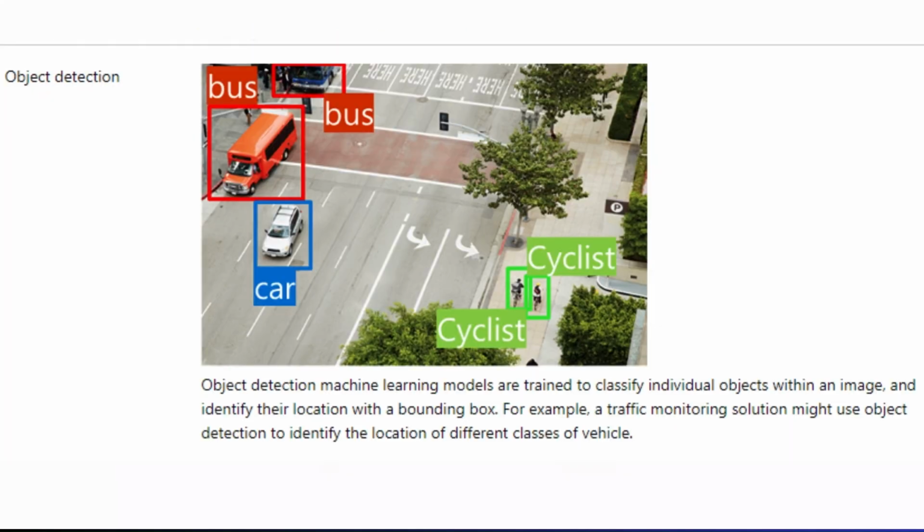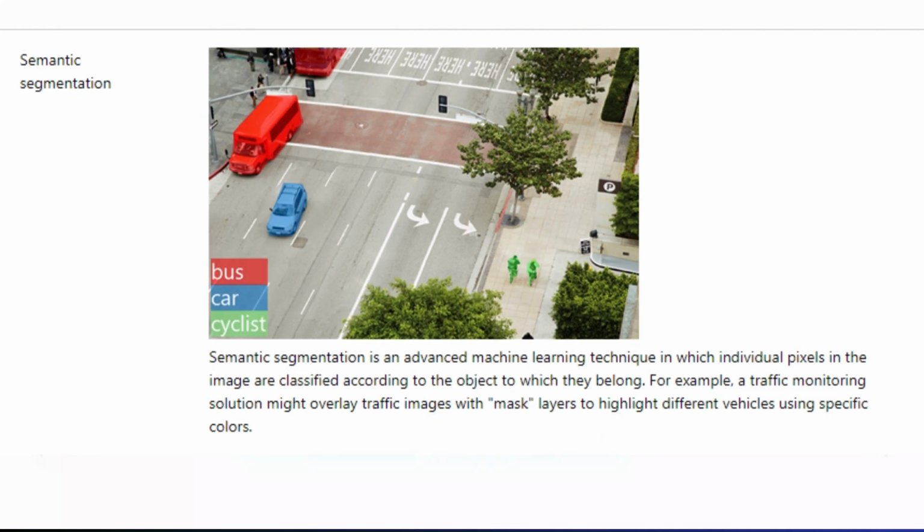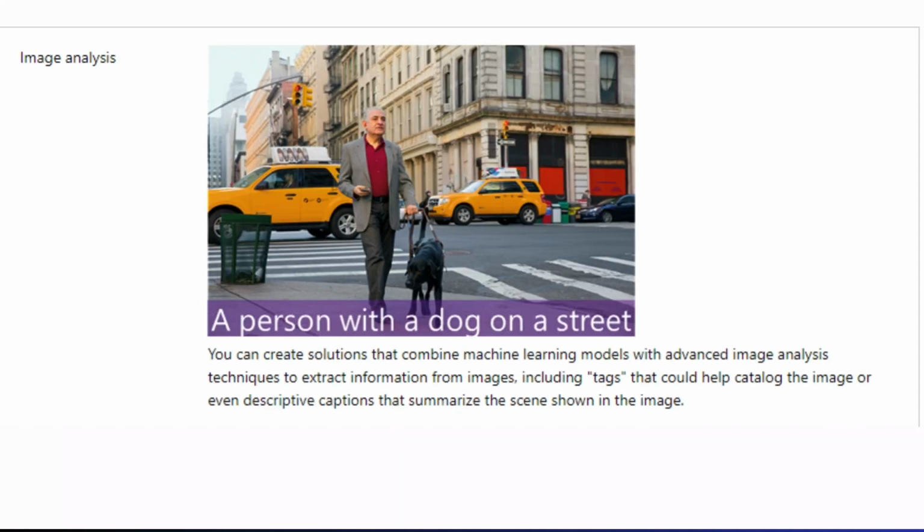Object detection. In this, the model is trained to classify every object within an image and identify their location within a bounding box. Semantic segmentation. It is an advanced machine learning technique. In this, every pixel in the image is classified according to the object to which it belongs. As we can see, different objects are colored differently, like buses are red, cars blue, and cycle green.